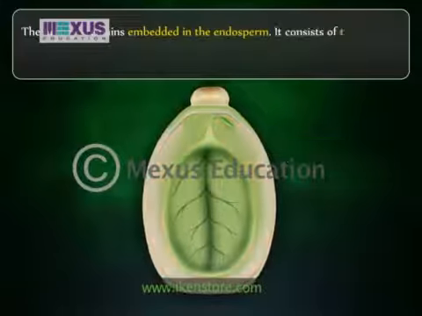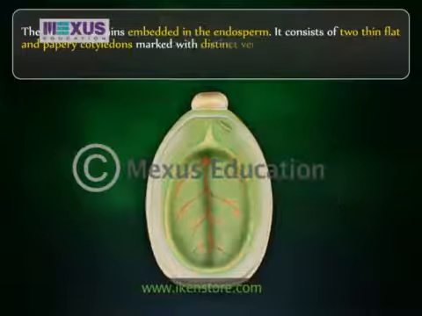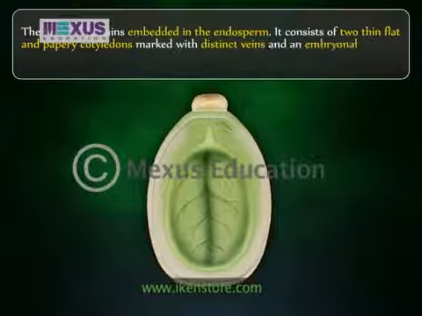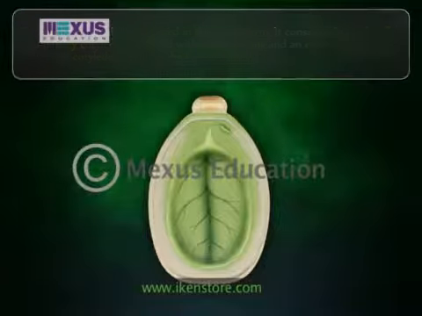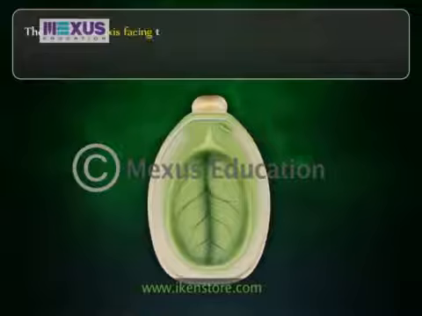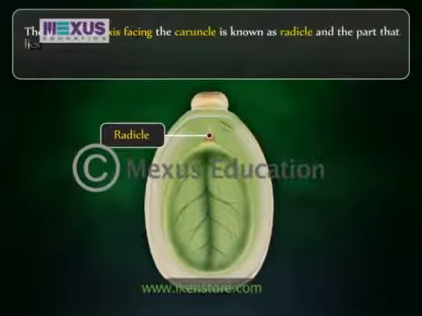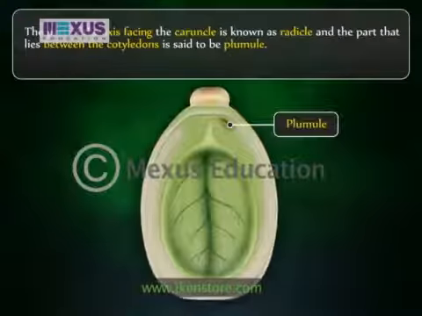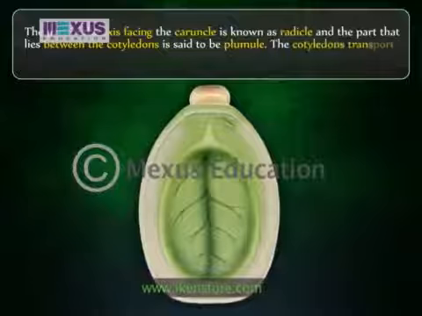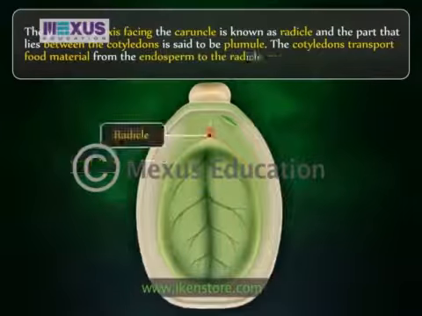It consists of two thin, flat and papery cotyledons marked with distinct veins and an embryonal axis to which the cotyledons are attached. The part of the axis facing the caruncle is known as the radicle, and the part that lies between the cotyledons is said to be the plumule. The cotyledons transport food material from the endosperm to the radicle and plumule.